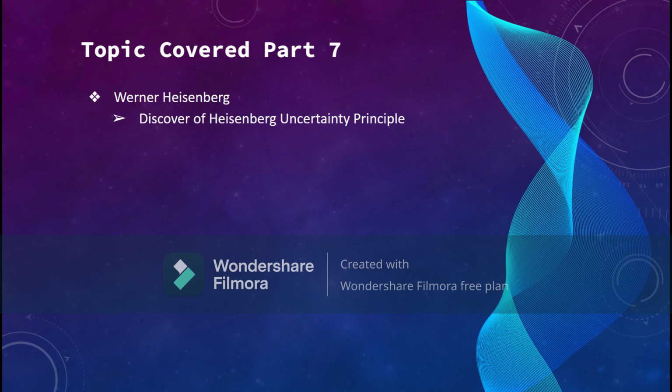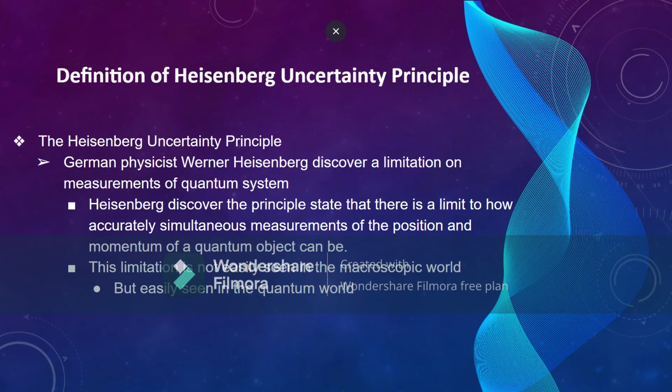Topic covered, part 7: Werner Heisenberg. We will talk about the discovery of the Heisenberg uncertainty principle. Definition of the Heisenberg uncertainty principle: the German physicist Werner Heisenberg discovered a limitation on measuring a quantum system. He discovered that there is a limit to how accurate a simultaneous measurement of the position and momentum of a quantum object can be.